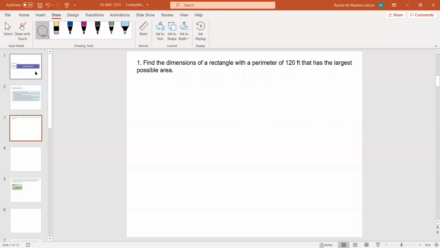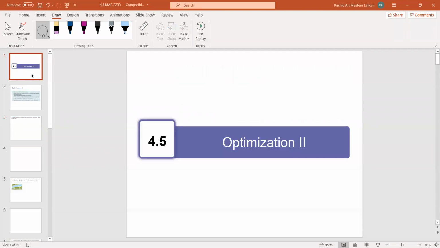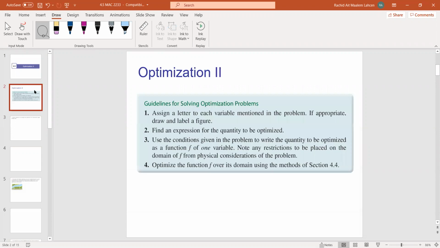Hello everybody, this is 4.5, which is optimization 2, and this will complete chapter 4. And in this optimization 2, we solve some applications in which we use 4.4 as well.